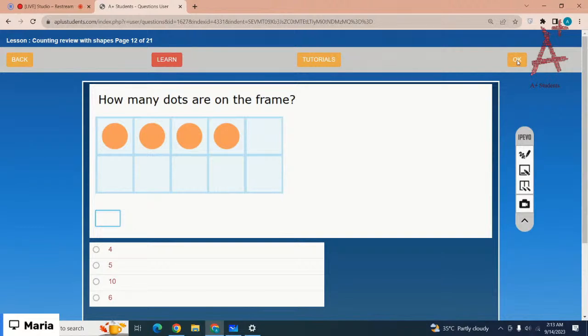How many dots are on the frame? Yes, there are. Very good. There are only 4 dots on the frame. So the correct option is 4.